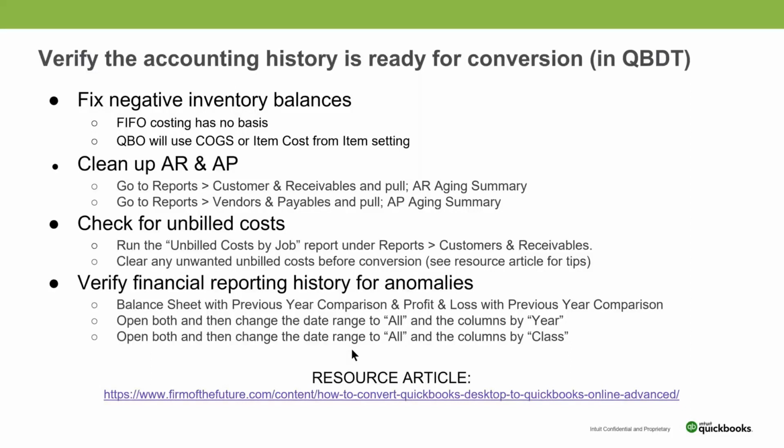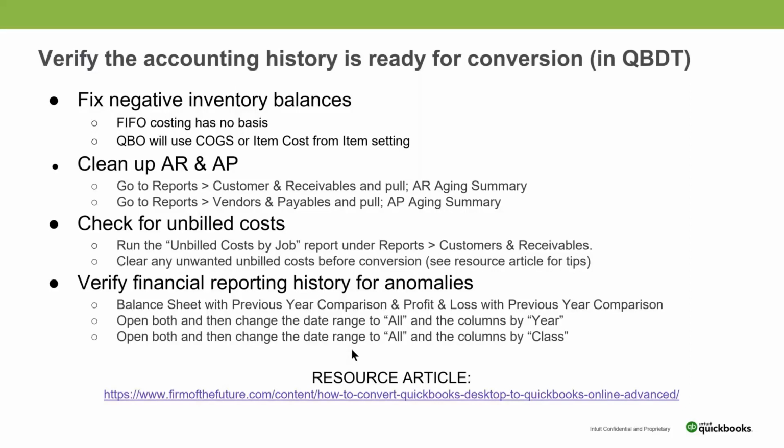And how it does this is it goes to a cost of goods sold transaction, and it will assume the average cost is the same. So it might look at an existing bill that was already here. Or if there's no bill, it will actually go to the item or product service, and whatever was entered as its cost when you set up a product service, it's going to use that. So, you really want to fix negative inventory balances before you do this conversion.